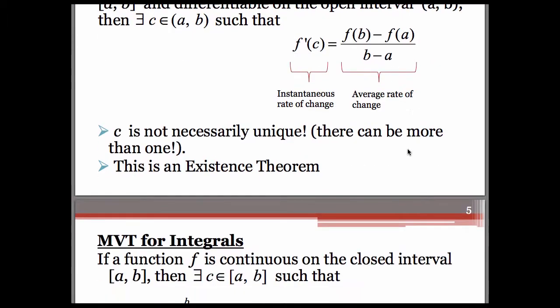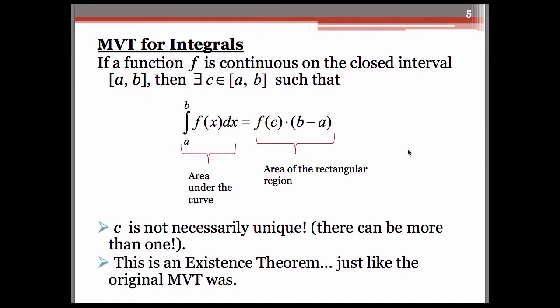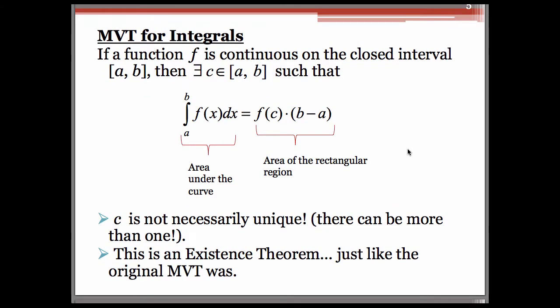So that brings us now to the mean value theorem for integrals. So now if a function f is continuous on the closed interval, then there exists a c value in the closed interval from a to b such that the value of the definite integral of f of x from a to b is going to equal f of c times the quantity b minus a.